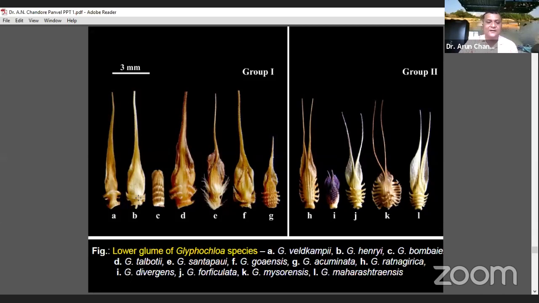Okay, and here you see this ornamentation of the bloom. Every species is unique in ornamentation, and with the help of this ornamentation and the lower bloom of this genus Glyphochloa, we can identify each and every species. One of my friends and colleagues, Dr. Gosavi, we know he's working on this group Glyphochloa.